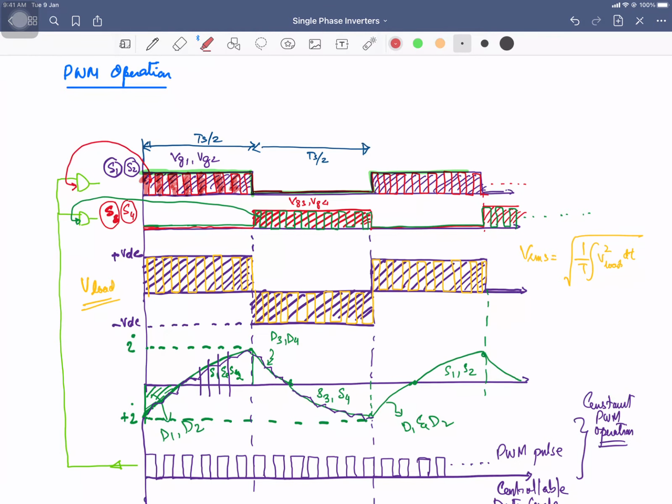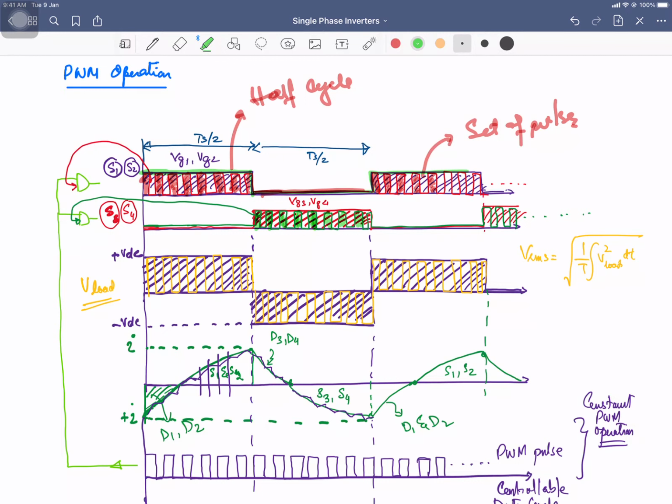This is the set of pulses, right? So for half cycle we have a set of pulses, and for half cycle the switches are in the off state, and the opposite switches will be turned on. So I am going to highlight this one over here. We are going to apply these pulses.